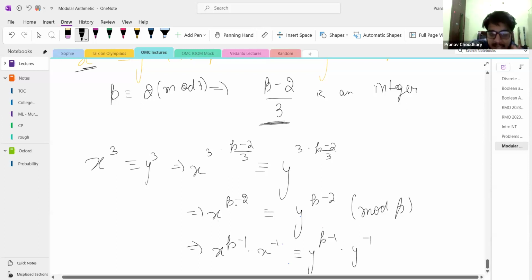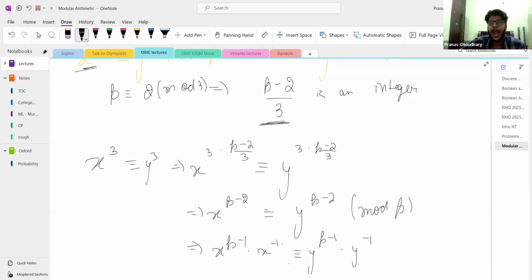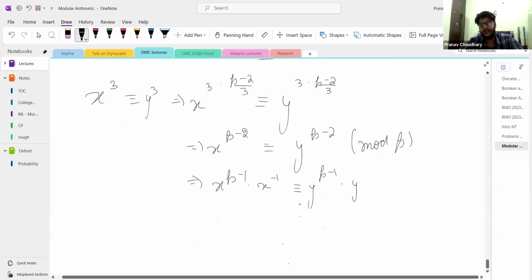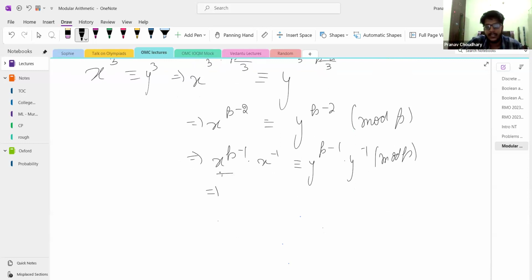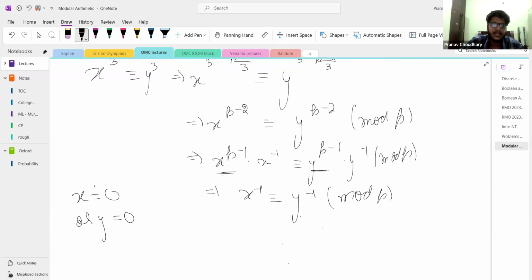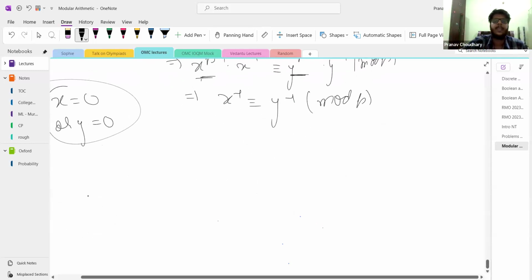Notice that we can't just say that if this is congruent to this thing, we can take this thing on both sides and get x congruent to y. That's wrong. If we could do that, wouldn't we just do it in the first step itself? So I need to find another way. Using Fermat's little theorem, this is just one and this is just one. So x to the power minus 1 is congruent to y to the power minus 1 mod p. When x equals 0 or y equals 0, you can deal with this case individually. It's just a side case.